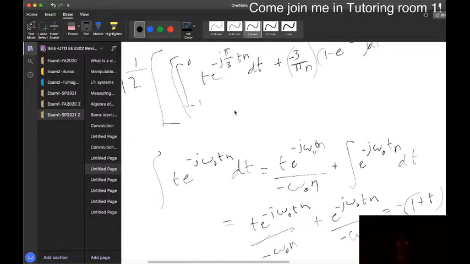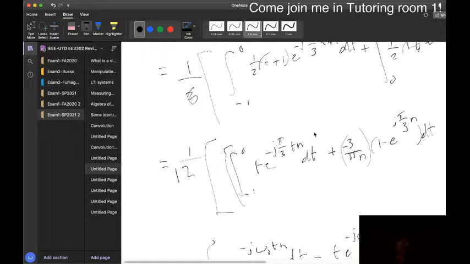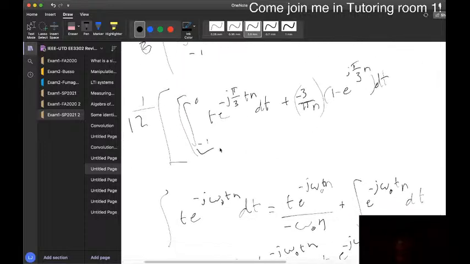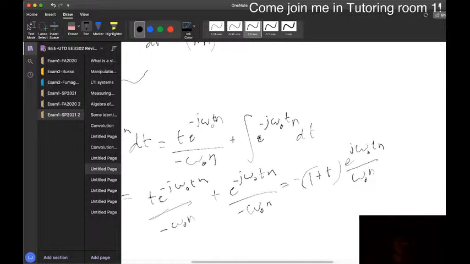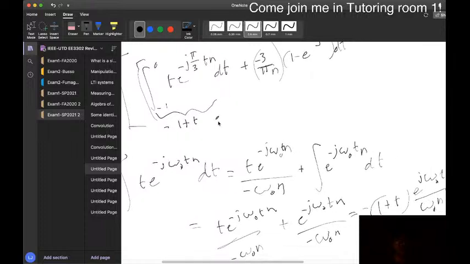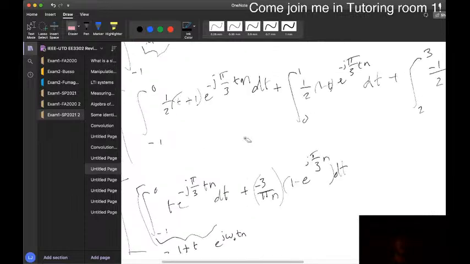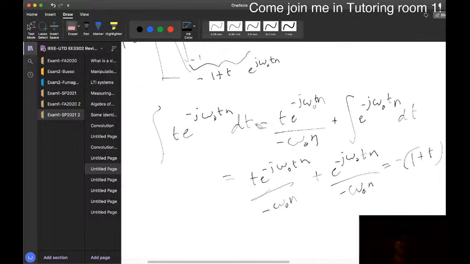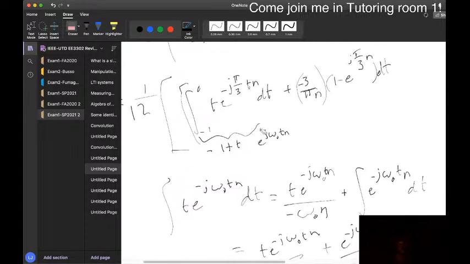So let me just plug that formula in. So negative (1 plus t) e to the j omega naught t n over omega naught n, but omega naught is 1/3. Yeah, omega naught is 1/3 pi, this would be pi over 3.